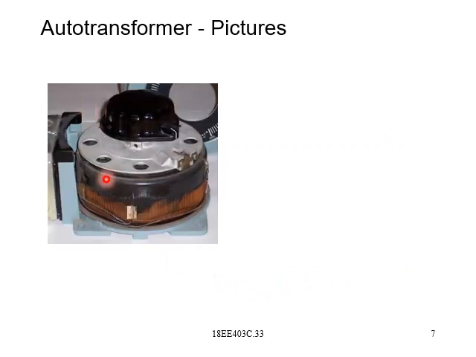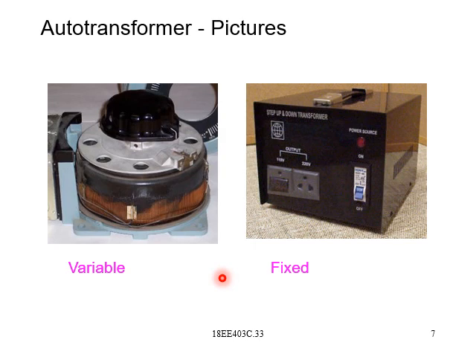Then auto transformer pictures. You can see the physical pictures of the auto transformer. This diagram is a variable one and this is a fixed one. In the variable one it has tappings; you can see this knob over here, and this pointer indicates the position. You can vary from 0 to maximum, and back to minimum, with tappings inside it. And this is a fixed one.